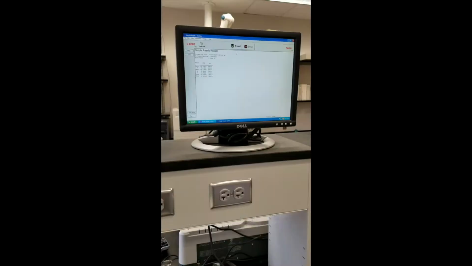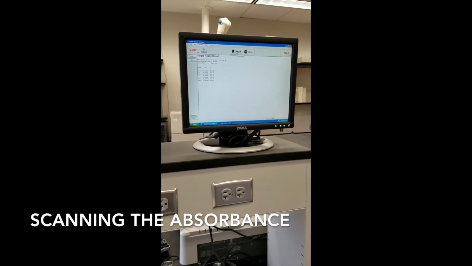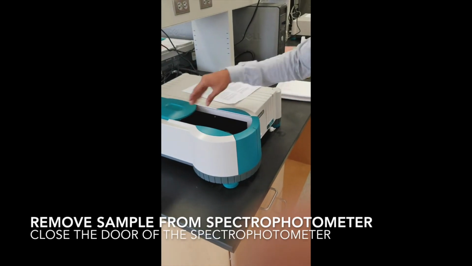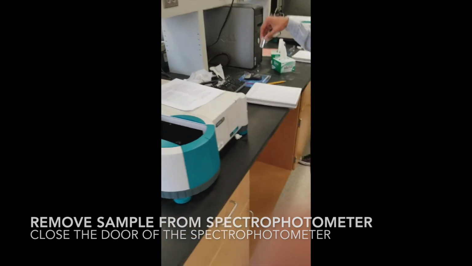And now let's come back here. Now let's start scanning the clean sample that I placed in the spectrophotometer. The absorbance is 0.0281. So now I record this 0.0281. I'm going to carefully remove the sample from the spectrophotometer. And we are done.